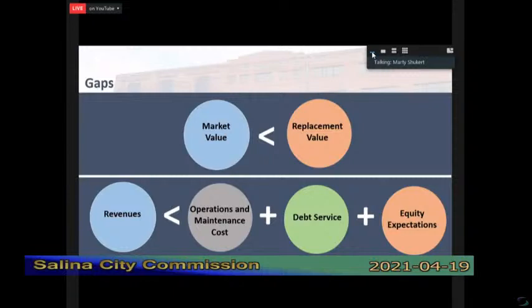Number one is the gap between market value and replacement value. Say that it cost me $200,000 to build a house, and the market for that house is only $150,000 because of the overall values in the community or in the neighborhood. There's a $50,000 gap between what it's cost me to build that house and what I can sell it for. That does not exactly encourage people to build that house. So that's a gap between market value and replacement value that needs to be filled.